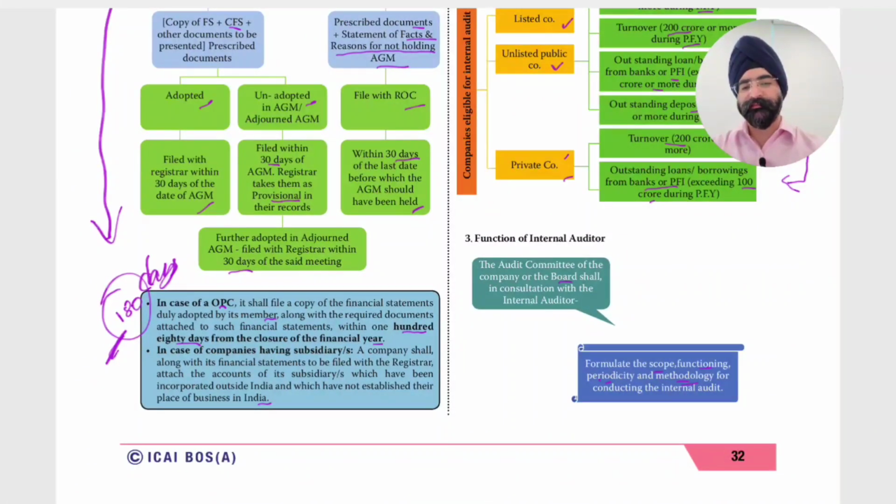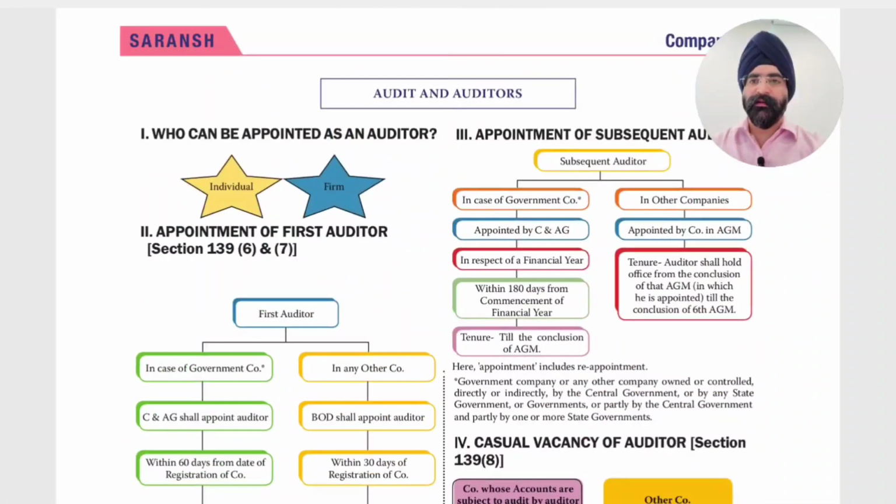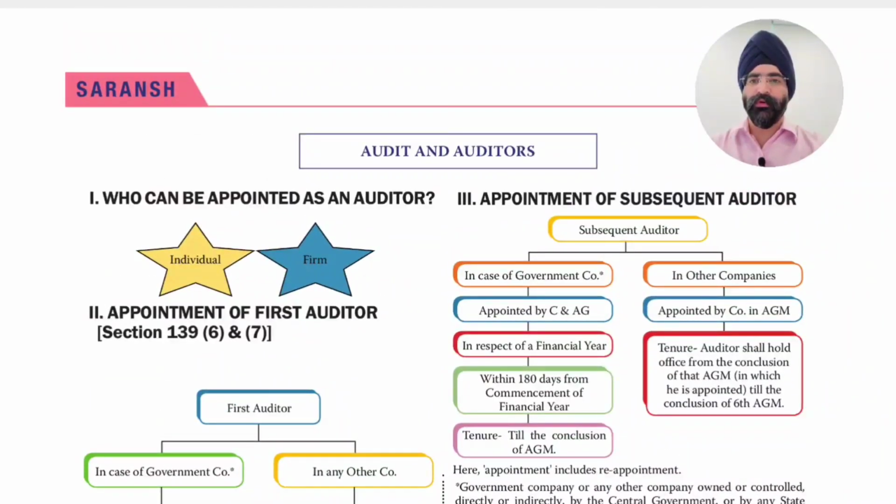Next is who can be appointed as an auditor. Who can be appointed as an auditor? So now we have moved to statutory auditor. This is not internal audit, this is a statutory auditor. Who can be a statutory auditor? Now, an individual can be a statutory auditor, and a firm can be a statutory auditor.